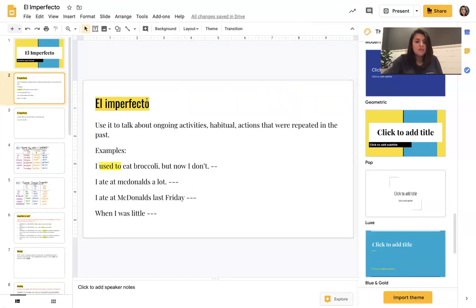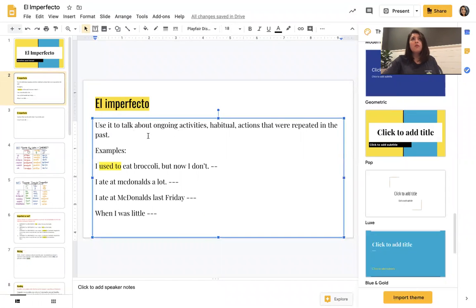Okay, so el imperfecto, the imperfect. We use it to talk about ongoing activities, habitual things, actions that were repeated in the past. Basically, the way that I remember it is if it's something that we don't know when it started and when it ended, then it's imperfect. If it happened one time, or if it happened 3 times and we're very specific about how many times it happened or when exactly it happened, then that's preterite. But if we don't know, then it's going to be imperfect.